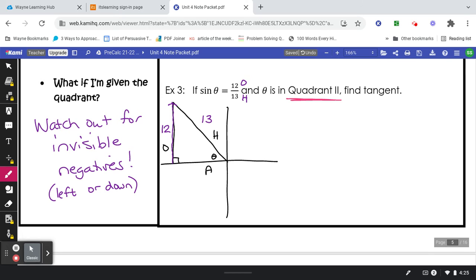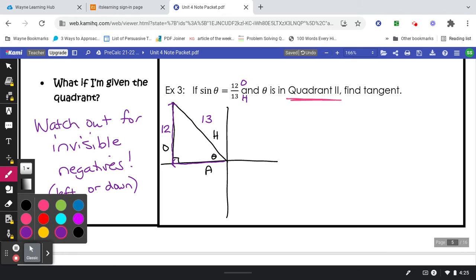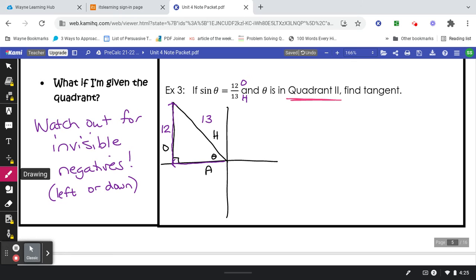This A right here, you can see, is going to the left. So I know this number is going to be a negative. Now I still need to do Pythagorean theorem to solve it. Let's do that to the side.